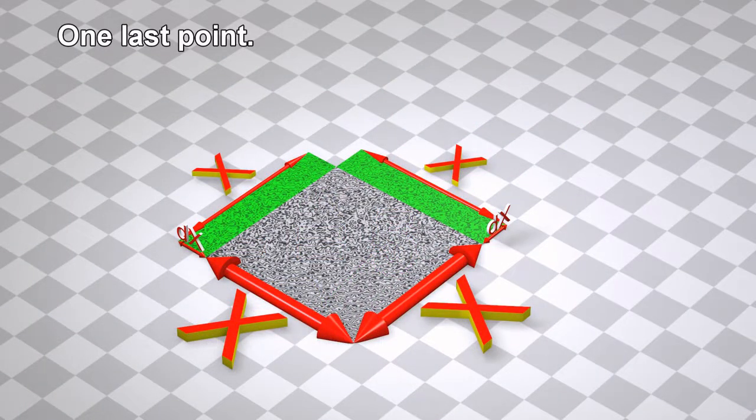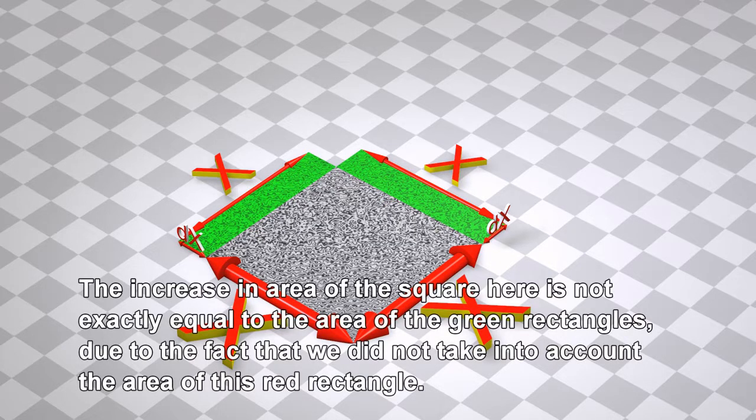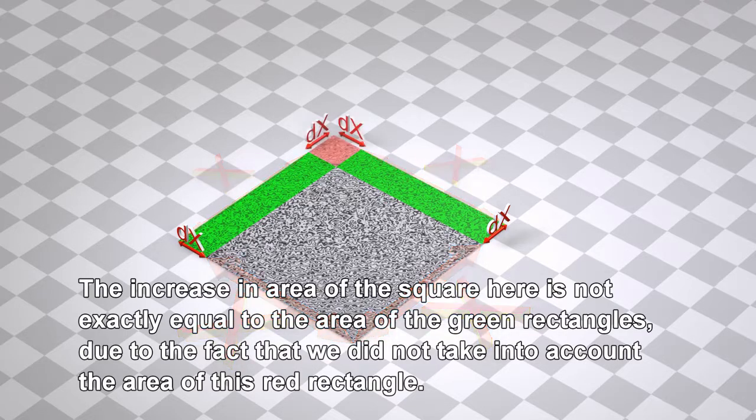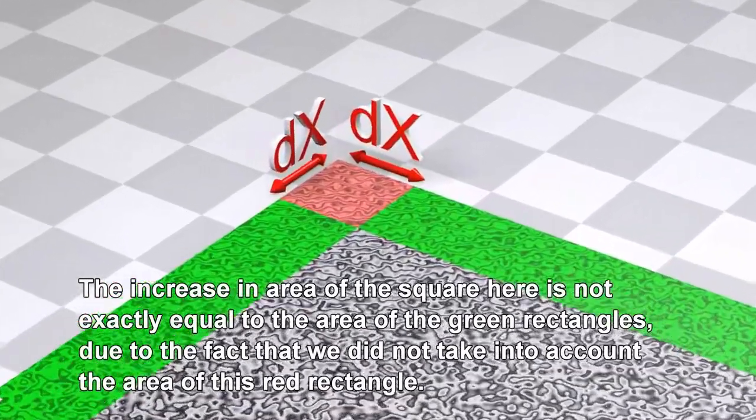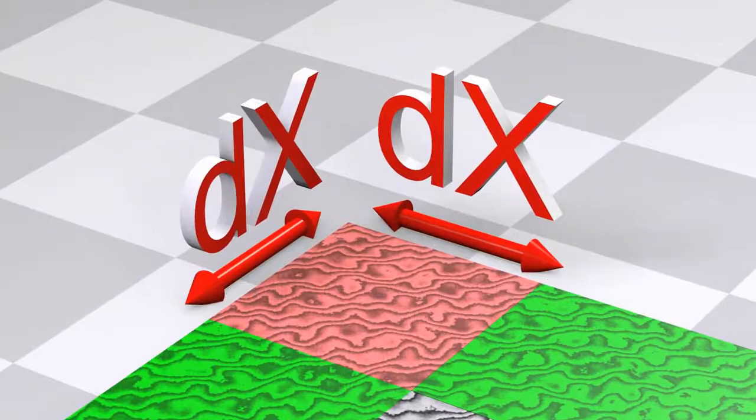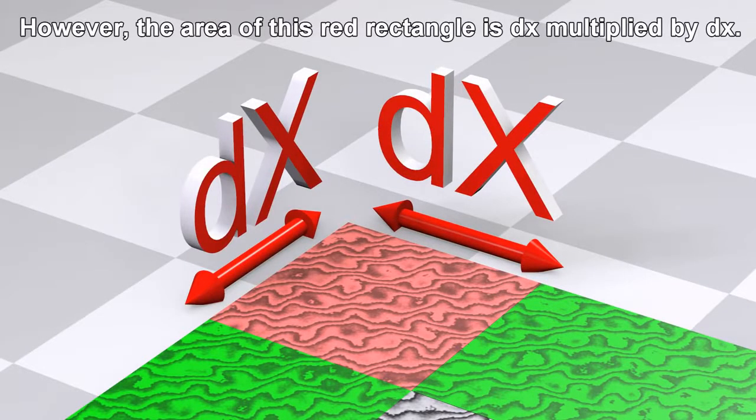One last point. The increase in area of the square here is not exactly equal to the area of the green rectangles, due to the fact that we did not take into account the area of this red rectangle. However, the area of this red rectangle is dx multiplied by dx.